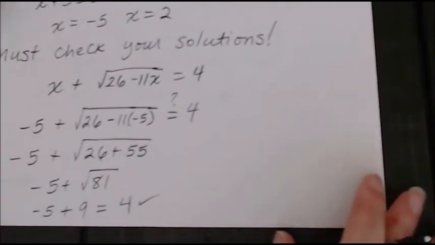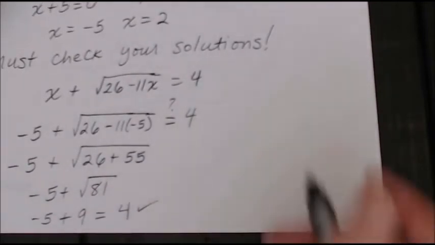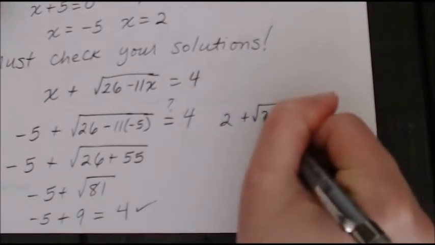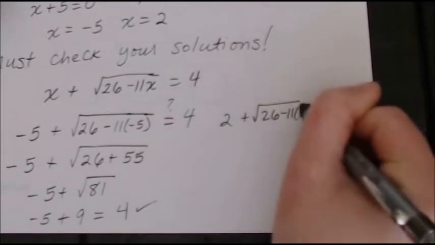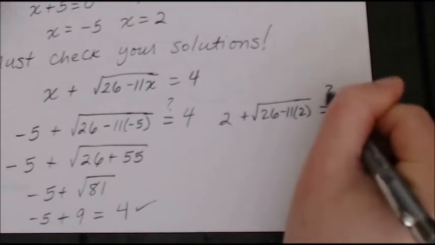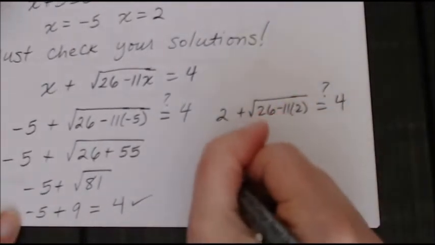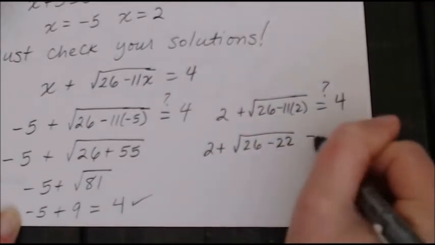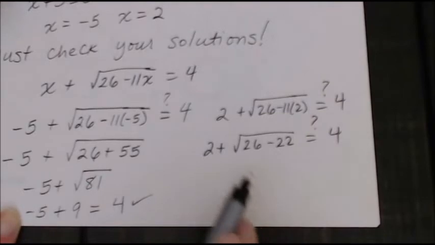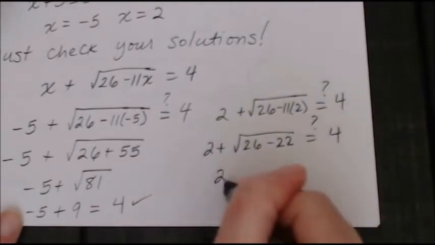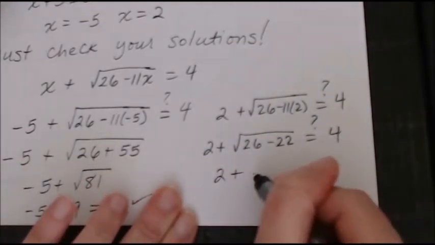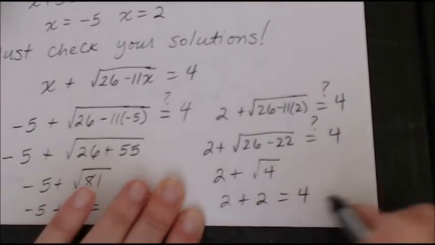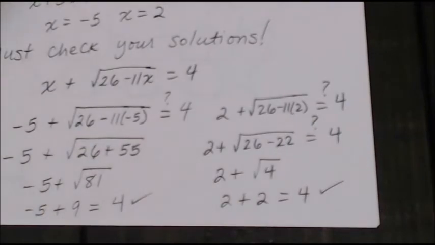Let's come off to the side and work on the positive 2 rather. So I'm going to do the same thing. I'm going to replace x with a 2. And we want to see if that simplifies down to 4 as well. So we have 2 plus the square root of 26 minus 22. We want to know, does that equal 4? 26 minus 22, of course, is 4. So I have 2 plus the square root of 4, which is 2 plus 2, which does, in fact, equal 4. So we are good to go.